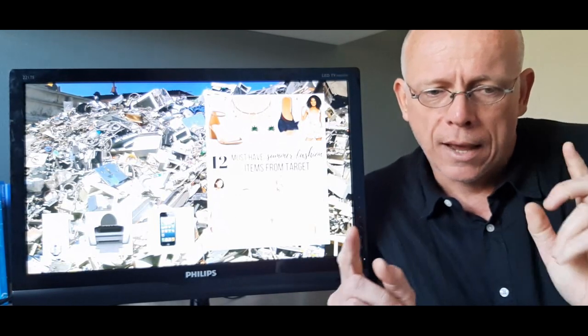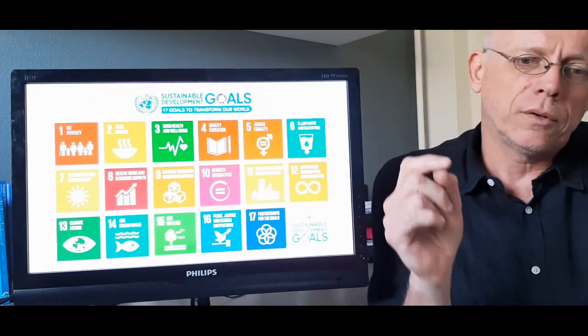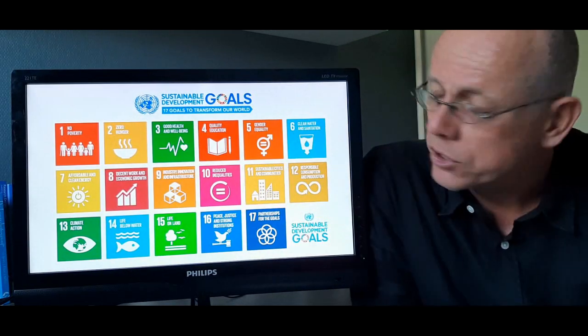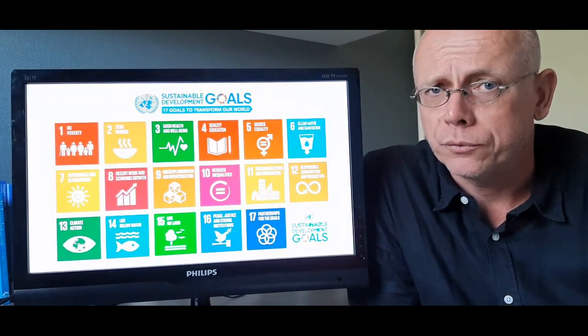Okay, now let's move forward a little bit. Since 2015, the UN has adopted the Sustainable Development Goals. You've seen them in the previous module 3 as well.